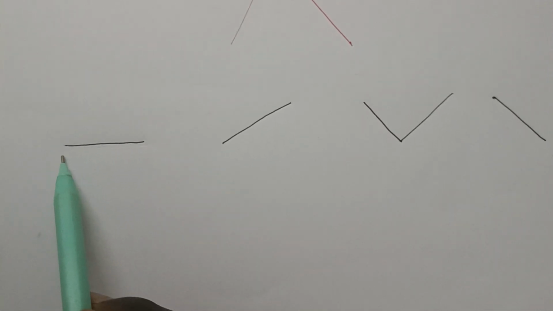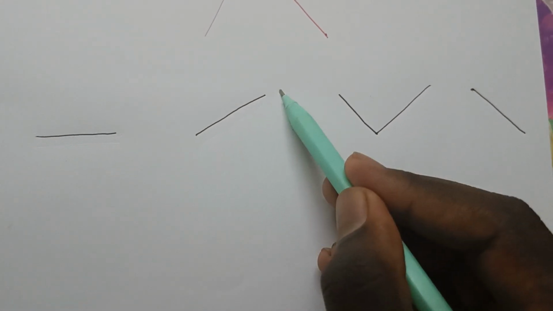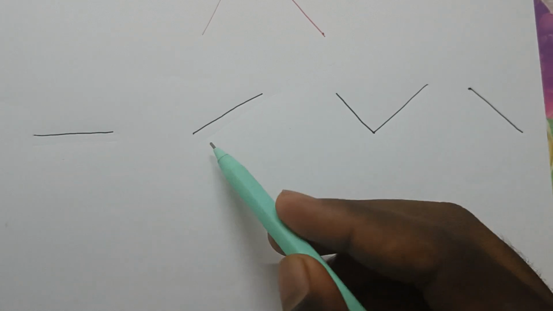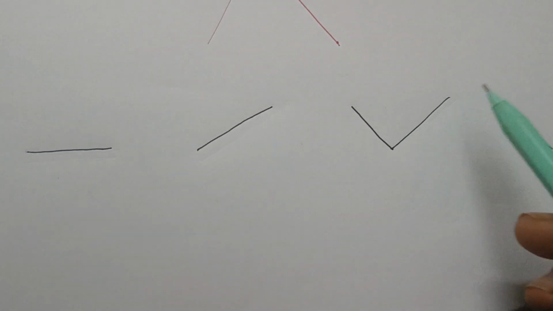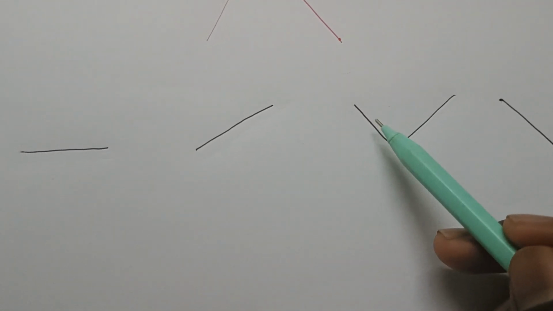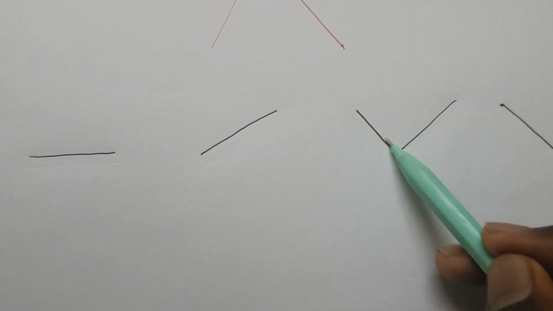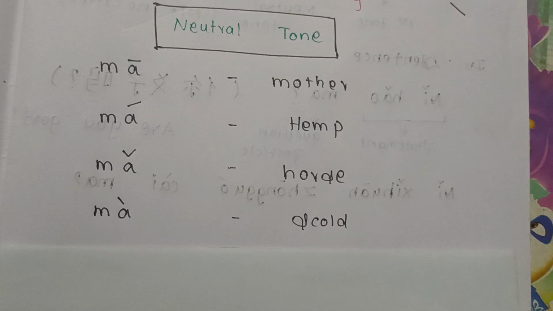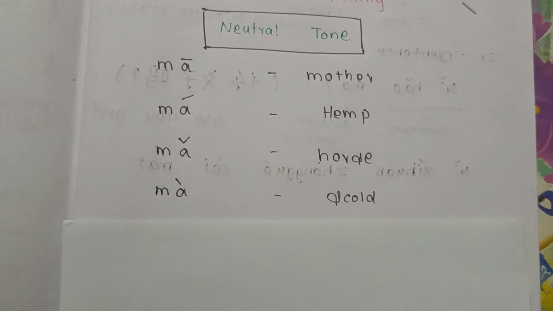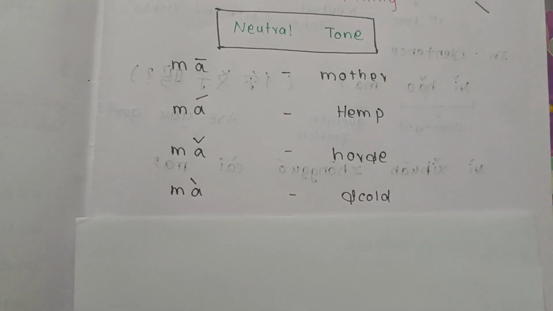Ma, ma, ma, ma, ma, ma, ma, ma, ma, ma. I think now you're very clear about these tones. Let's practice, then you can pronounce these tones. The tones are very simple and very easy.